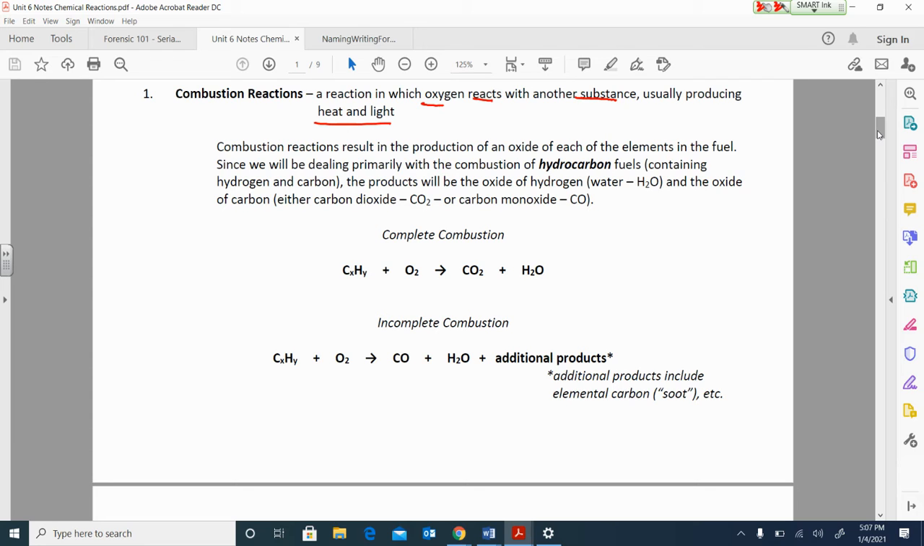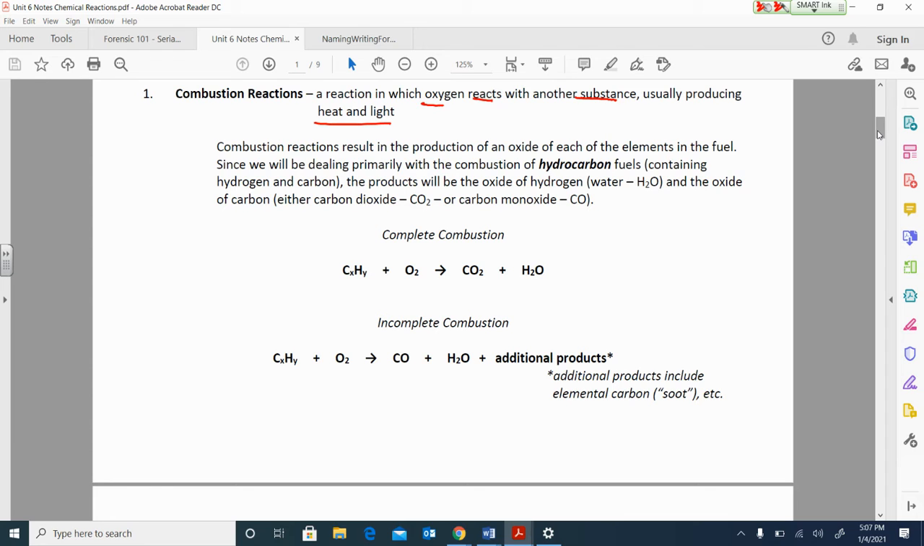Okay, so these are the ones that go kaboom. These are the ones that create fire. All right, so these are the more fun ones generally to do as a reaction because they go kaboom. So combustion reactions result in the production of oxide of each of the elements in the fuel. So we have some kind of fuel source.